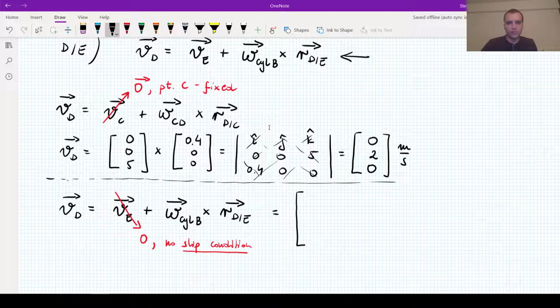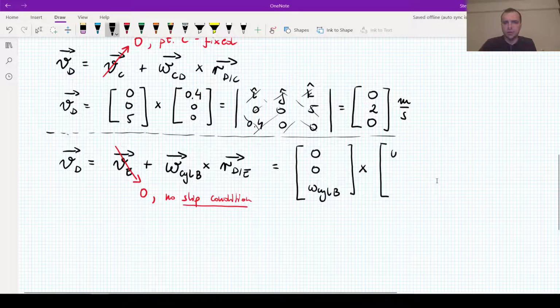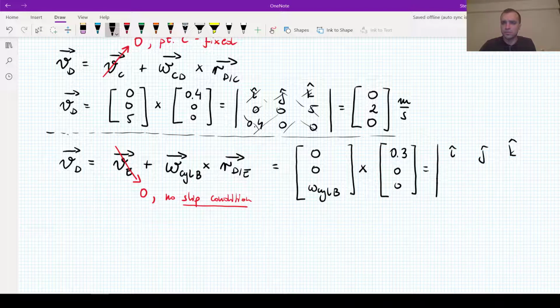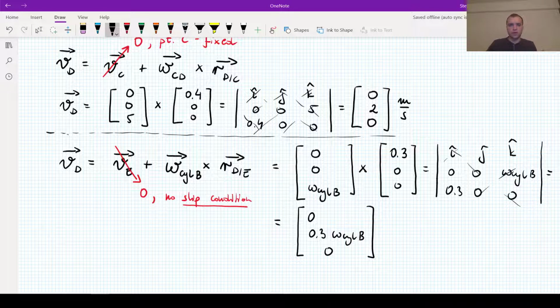Okay, since we assume that omega cylinder B is positive, we can just write 0, 0, omega cylinder B times, how much was RDE? It was 0.3, 0, 0. Let's use our determinant. 0, 0, omega cylinder B, 0.3, 0, 0. And the answer to this is 0.3 omega cylinder B, 0. Great. So we found omega times RDE.